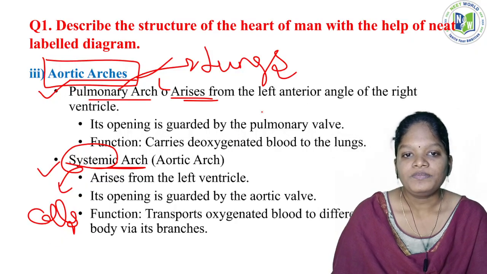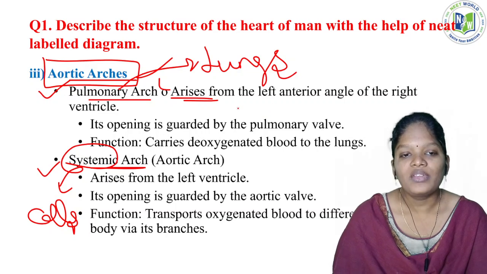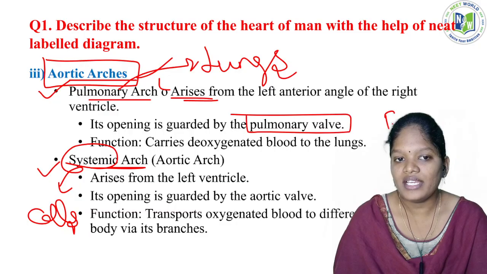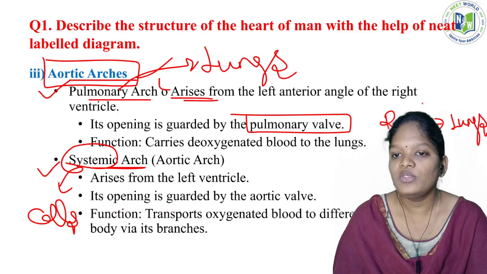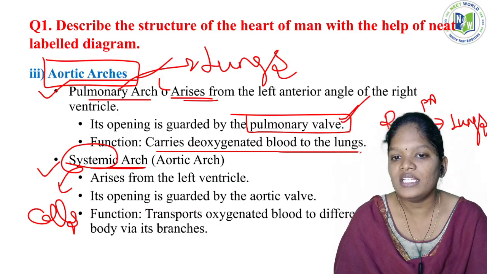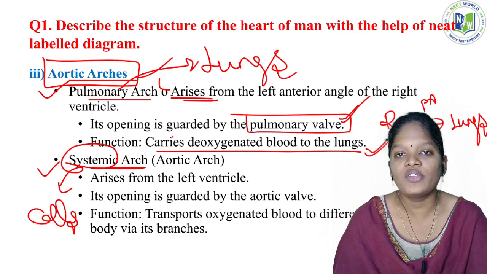Now the same thing. There is the pulmonary arch. From the right ventricle the blood has to reach the lungs with the help of the pulmonary artery. So this is the pulmonary arch. It carries the deoxygenated blood to the lungs. This is the function of the pulmonary arch.